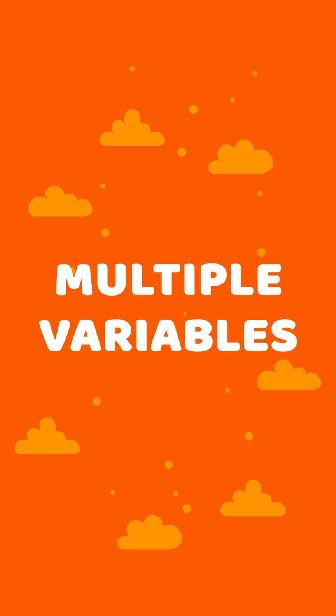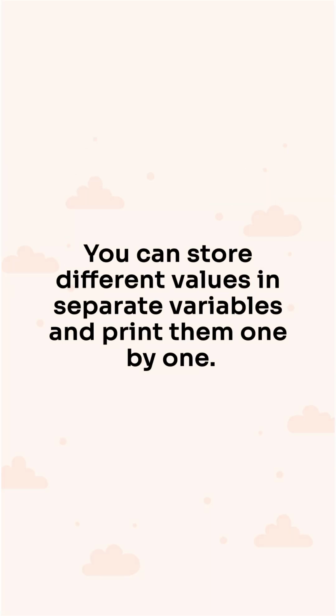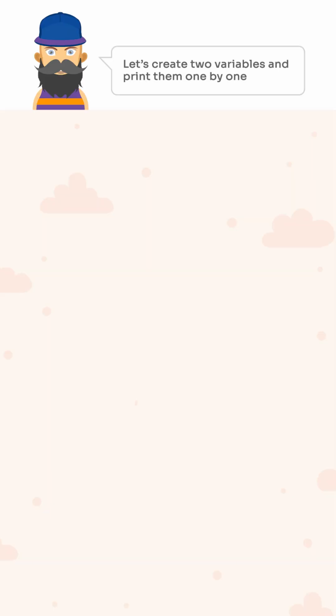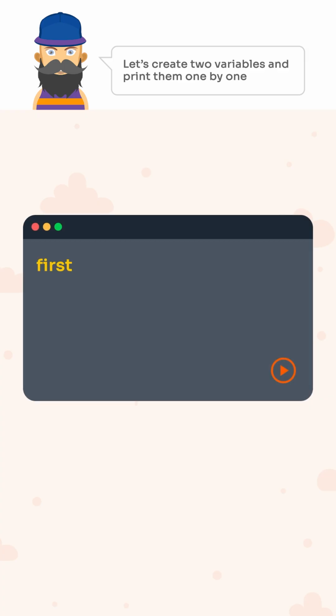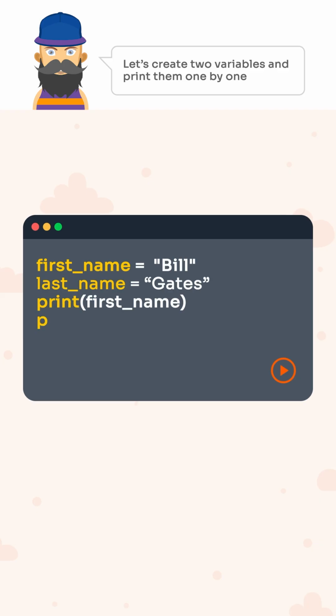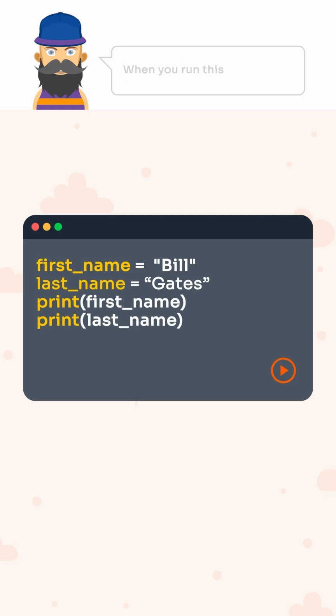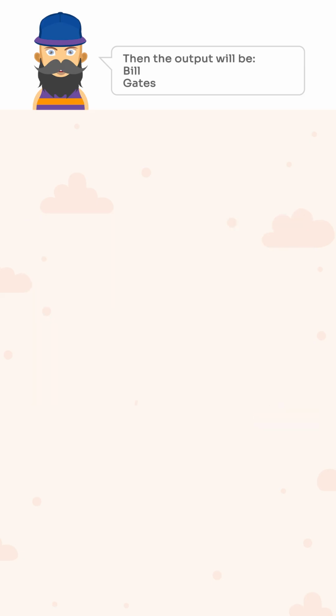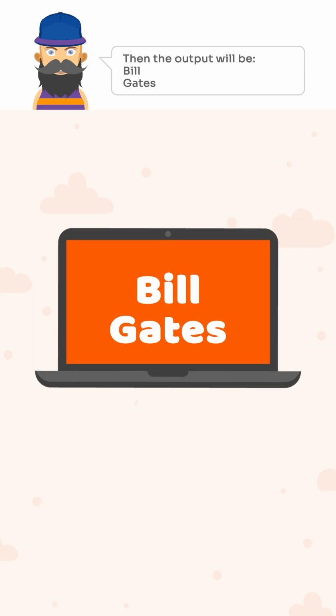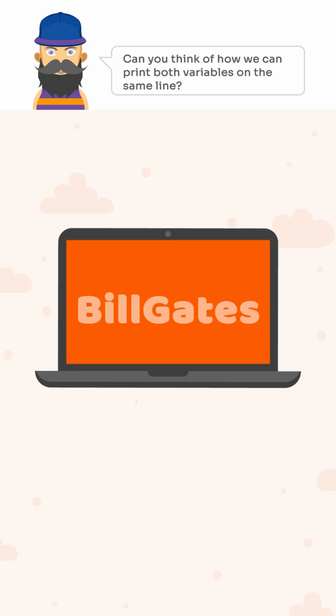Multiple variables. You can store different values in separate variables and print them one by one. Let's create 2 variables and print them one by one. first_name equals Bill. last_name equals Gates. print first_name. print last_name. When you run this, then the output will be Bill Gates. Notice, each print shows one variable per line. Can you think of how we can print both variables on the same line?